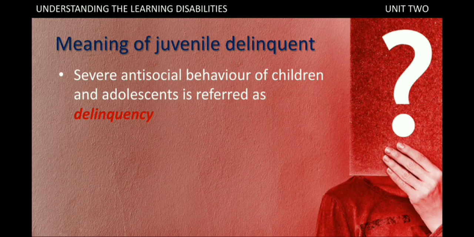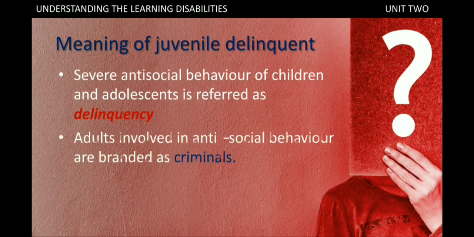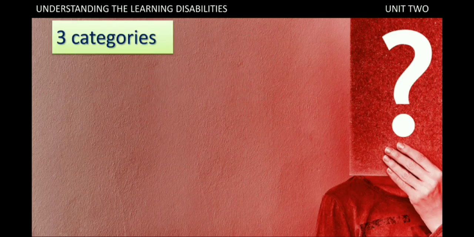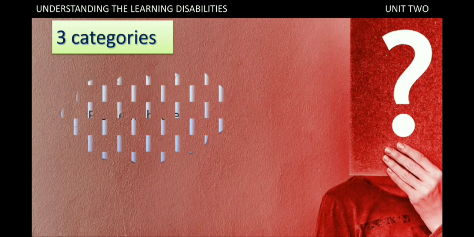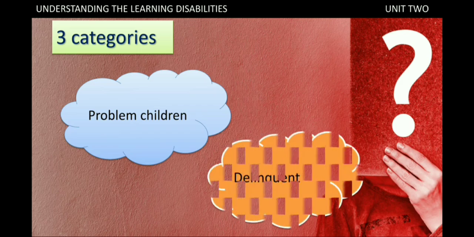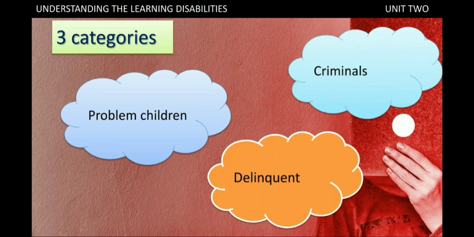So, he'll be stealing something, he'll be robbing. This kind of antisocial behavior in children, that process is referred to as delinquency, and this child is what we call a delinquent. But the adult who is involved in this antisocial behavior is branded as a criminal. So we can classify this into three categories: the problem children, delinquent, and criminals.